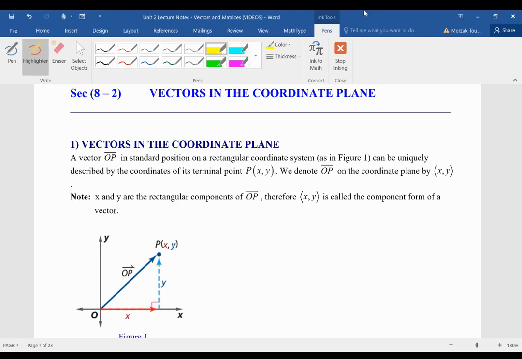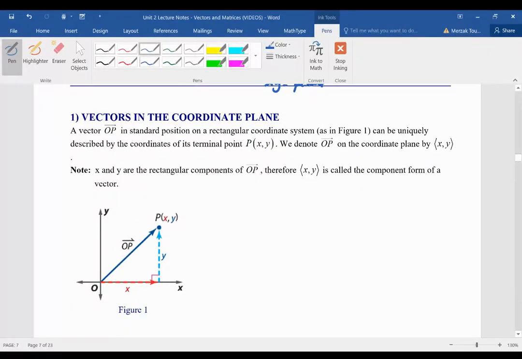Hi everyone. This presentation is on vectors in the coordinate plane. We can also refer to it as the xy plane. So let's get started. Vectors in the coordinate plane.